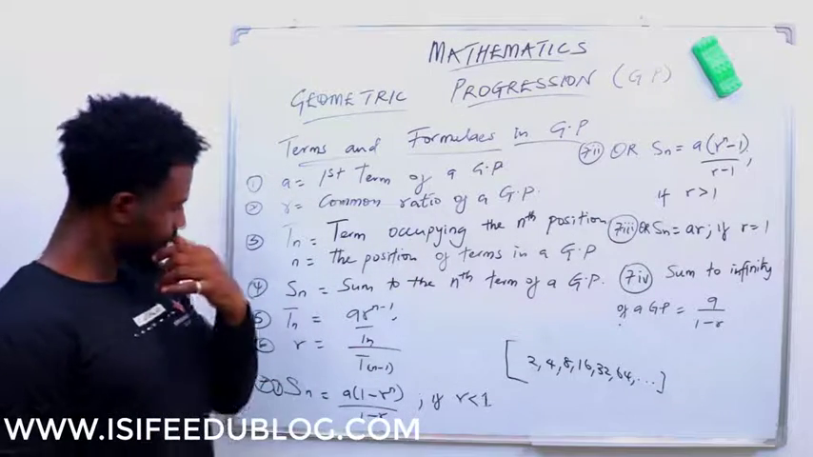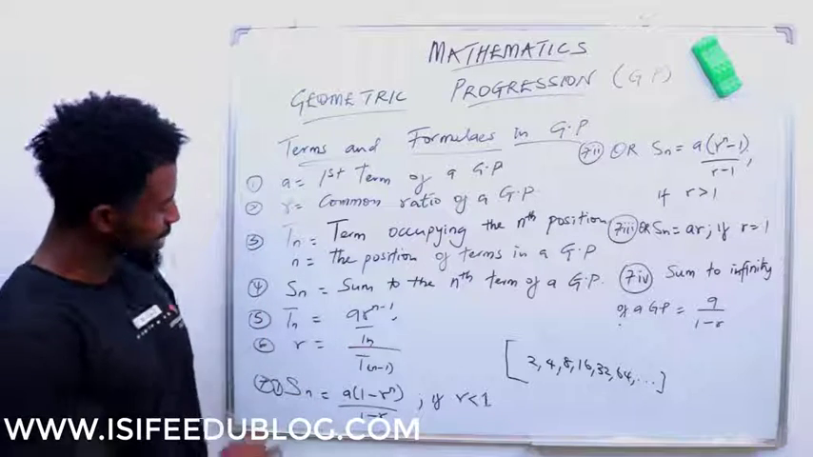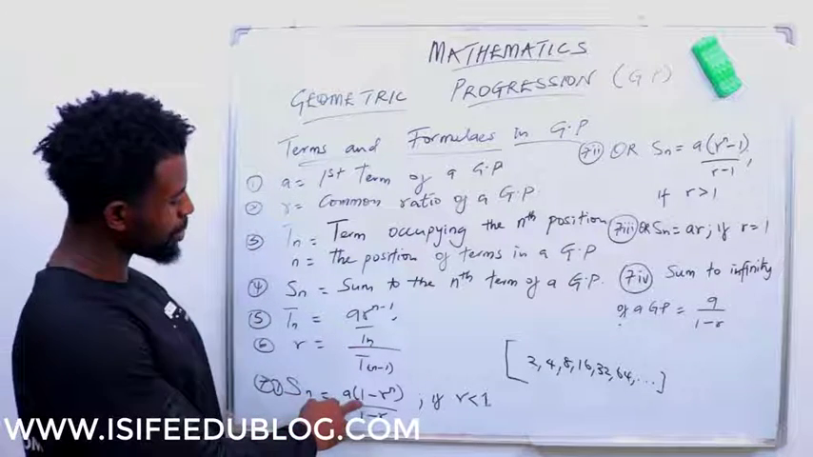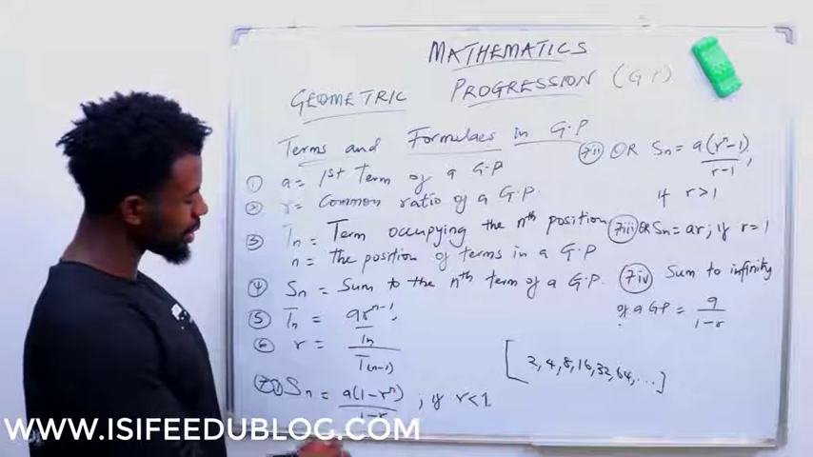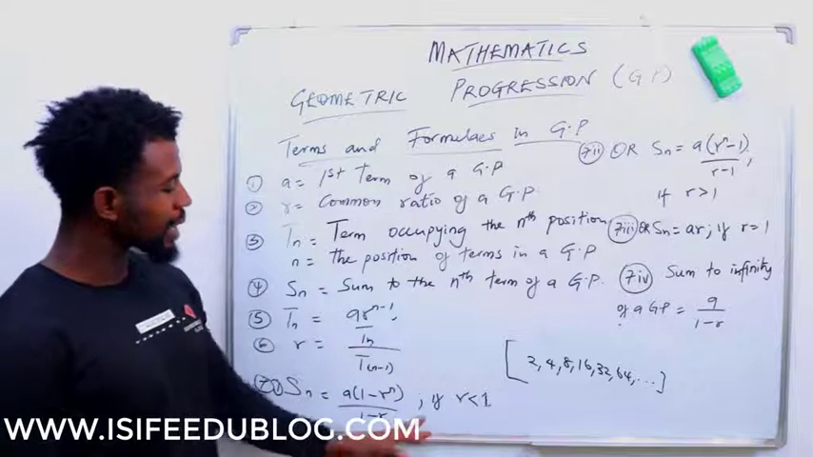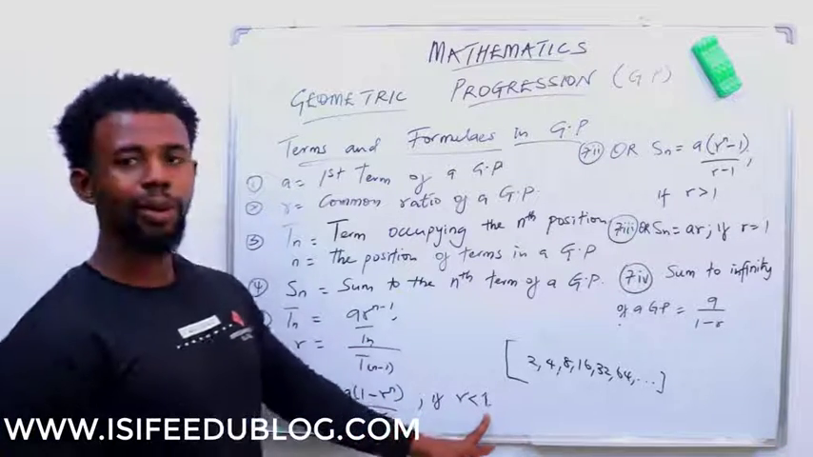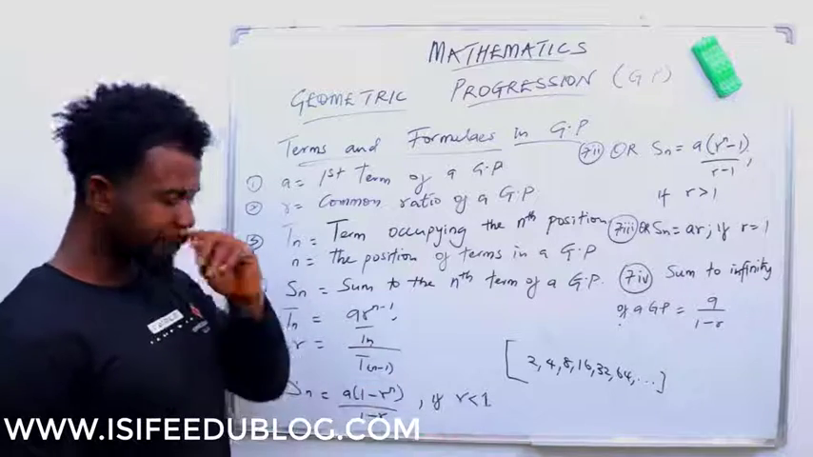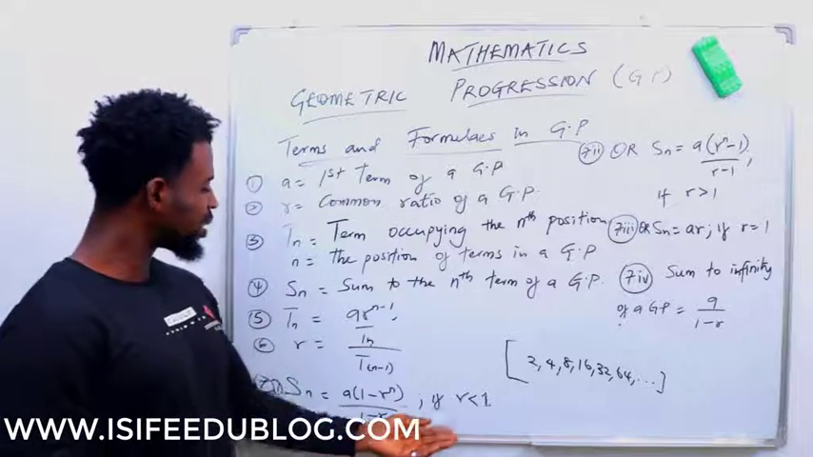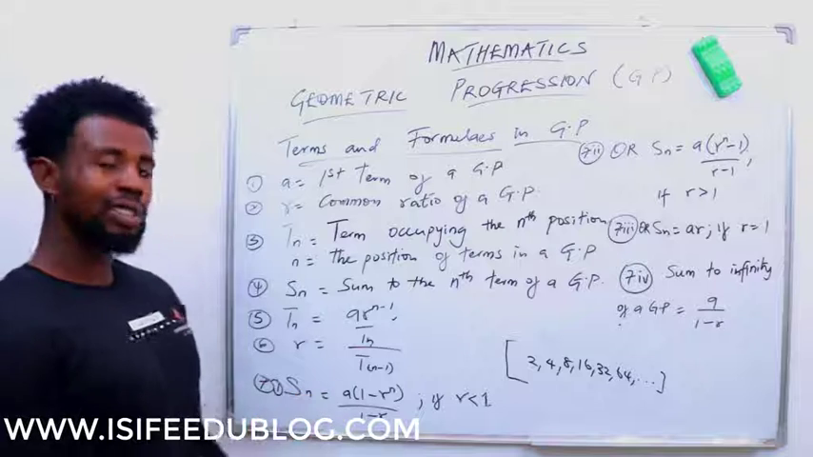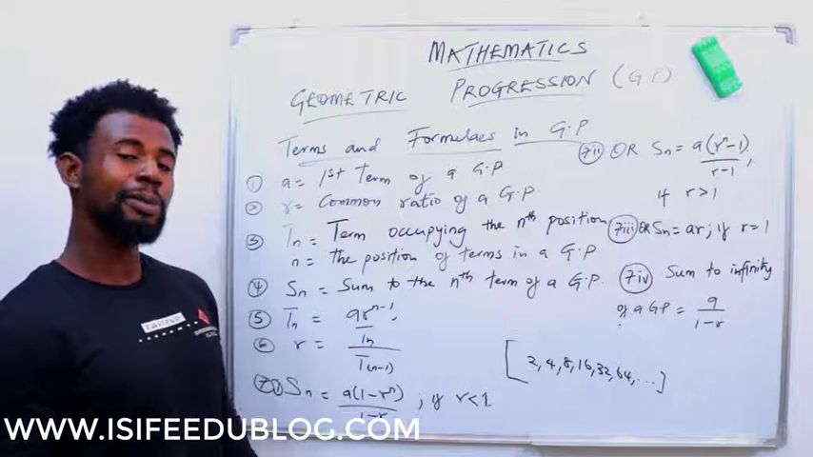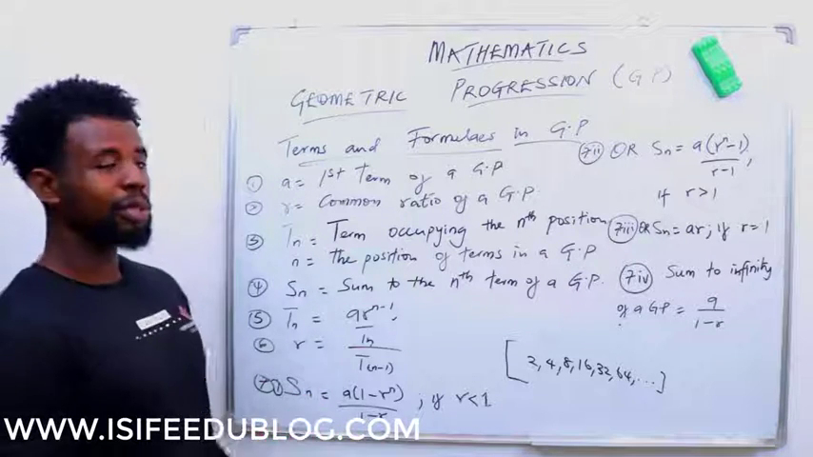Now, our first formula tells us that Sn is equal to our first term A, brackets 1 minus R raised to the power n, all over 1 minus R, if R is less than 1. So if our common ratio is less than 1, and you are needed to find the sum to the nth term of that particular GP, this is the formula to use.